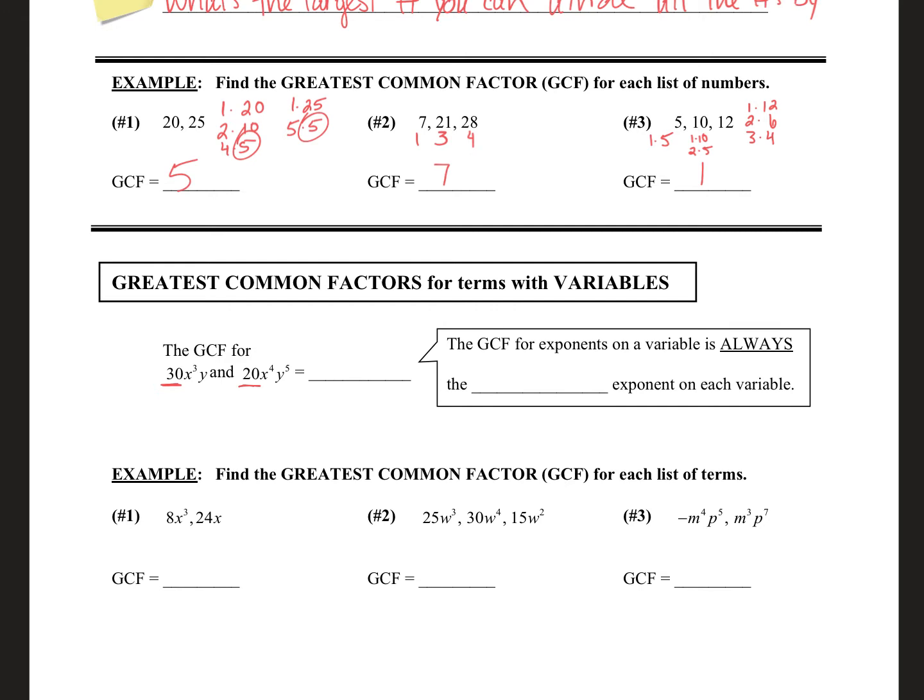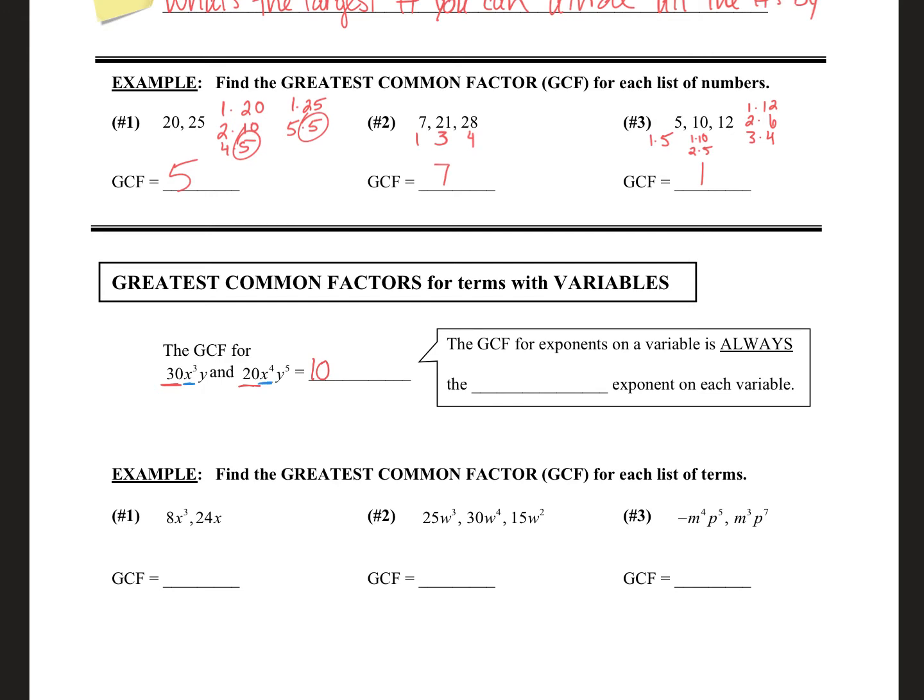No, actually, since 10 is half of 20, we can't have a greatest common factor bigger than that. So 10 is the start of it, but then let's also look at the variables here. Let's take a look at the x first. So we have x cubed over here and x to the fourth over there.